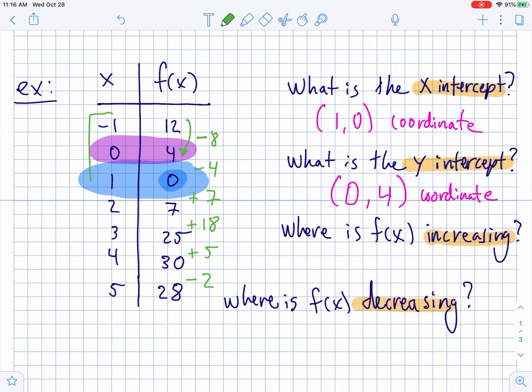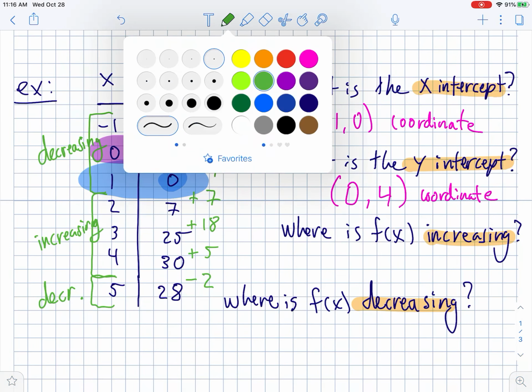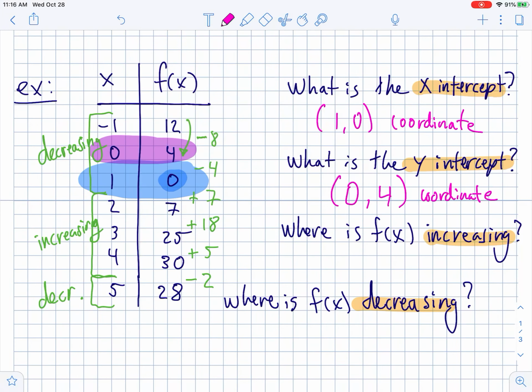So what that means is that from negative 1 all the way up to positive 1, here it was decreasing, because these guys are decreasing over here. Then, from 2 all the way up to 4, it was increasing. But then here, it starts to decrease again.